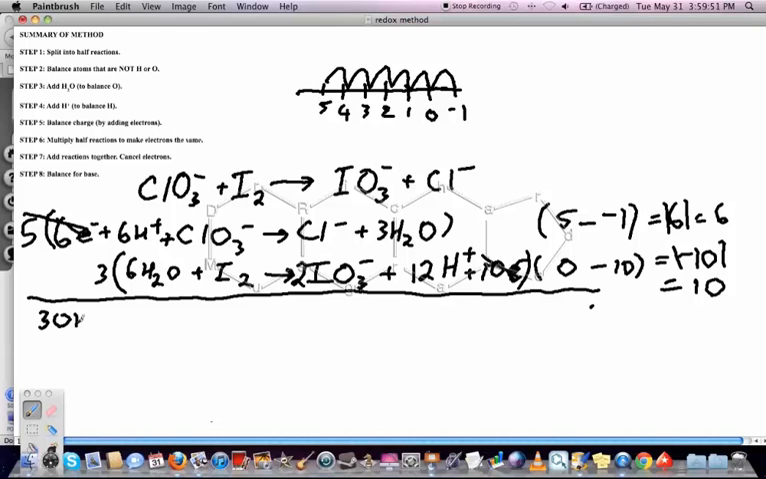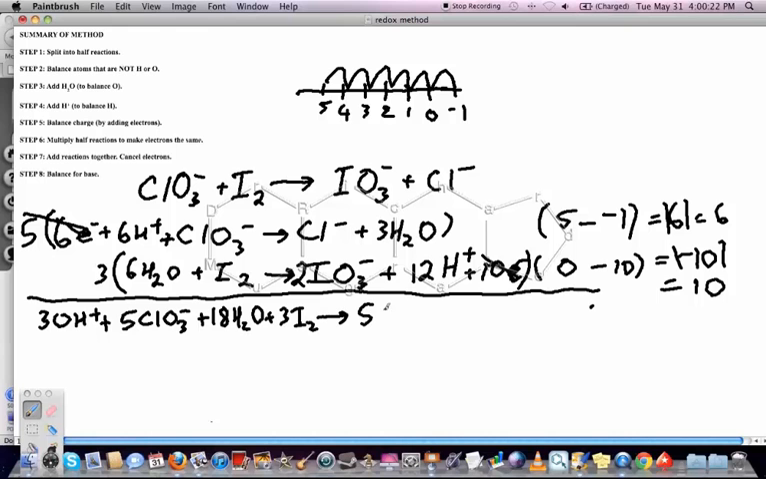So we'll have 30H plus, we'll have 5ClO3 negative, we'll have 18H2O, and we'll have 3 I2s down here. And again, all I'm doing is just multiplying through by whatever I had up here.